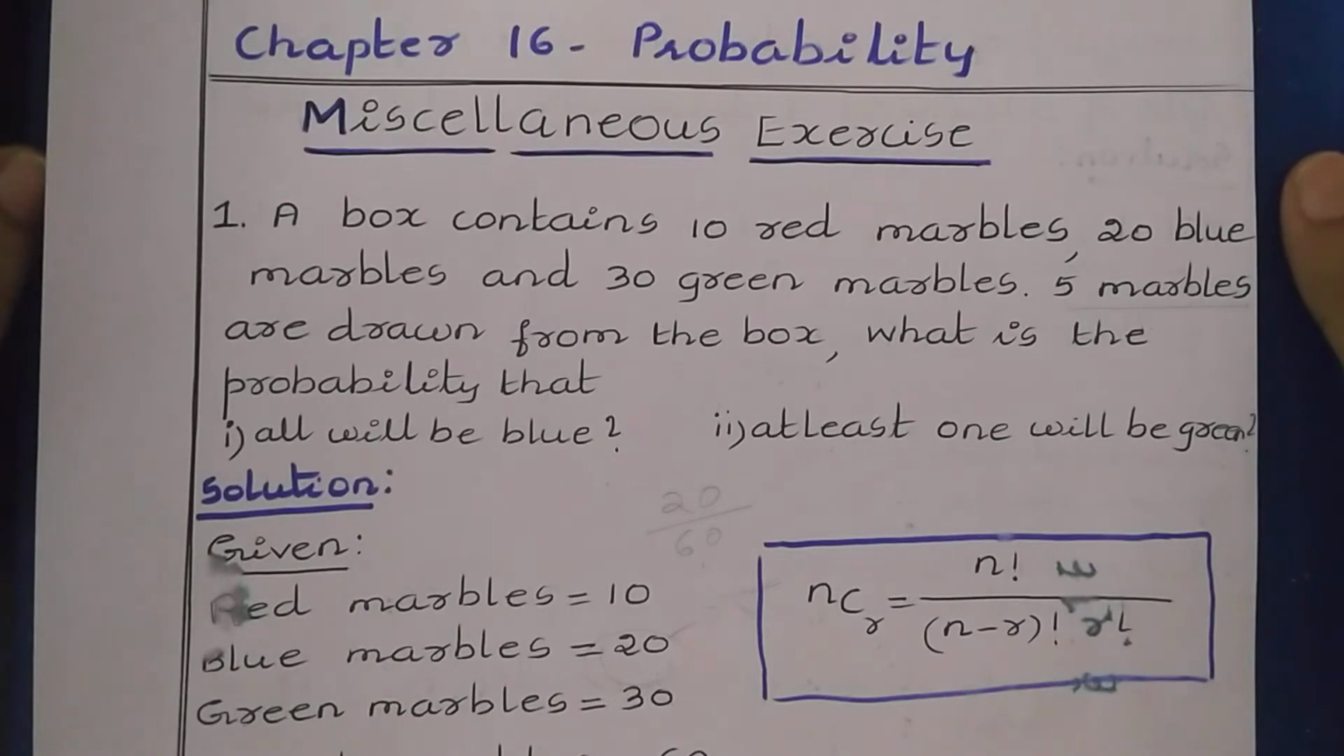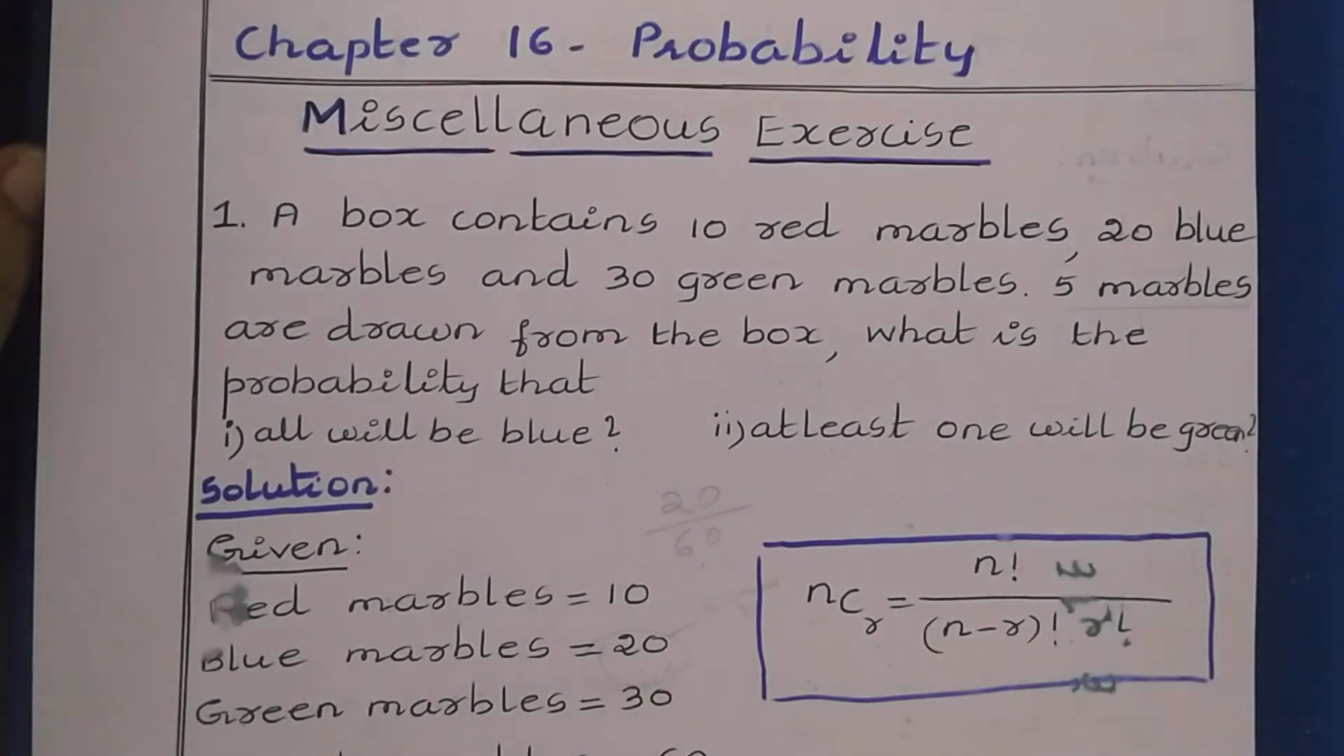In this video, we are going to learn Class 11 Mathematics, Chapter 16 Probability. In that, miscellaneous exercise, question number 1, 2 and 3 solution. Question number 1. A box contains 10 red marbles, 20 blue marbles and 30 green marbles. 5 marbles are drawn from the box. What is the probability that all will be blue? At least one will be green.